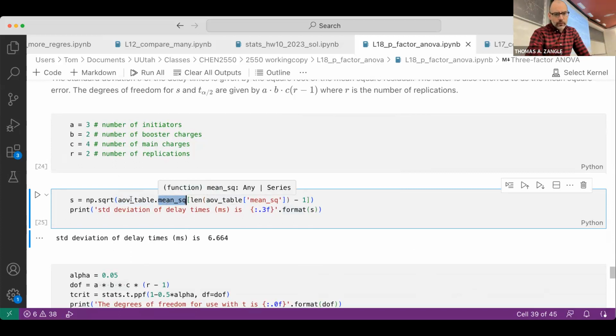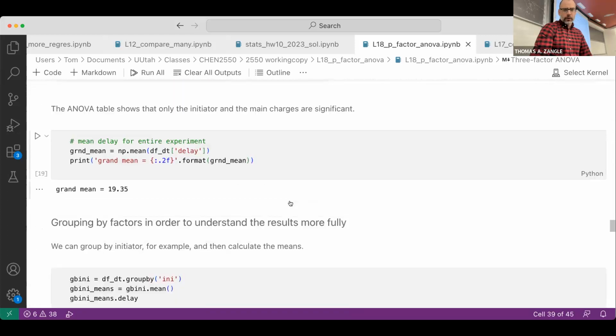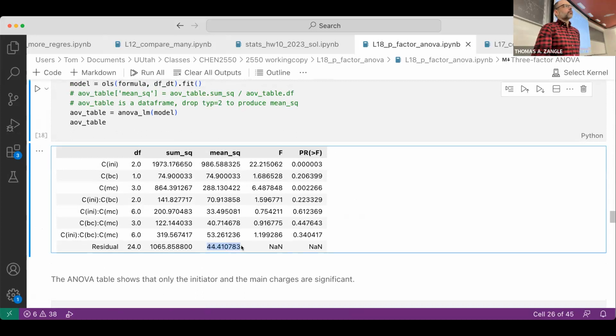So it's AOV table dot mean square. So the mean square from the AOV table at position overall length of the table minus 1, which will give us the last value in that table. And if we look at our AOV table, we're using the mean square, we're using this value here. That's what we're pulling out. Yeah, that's a great point.